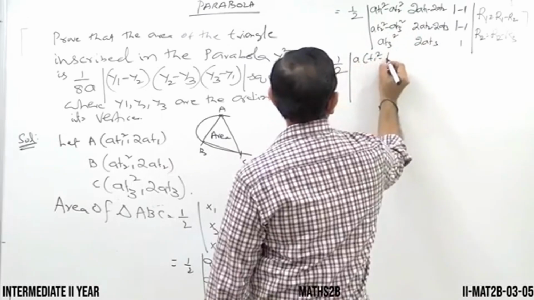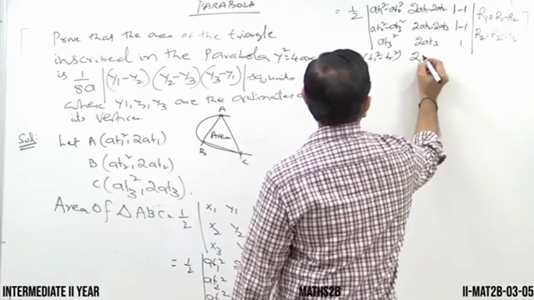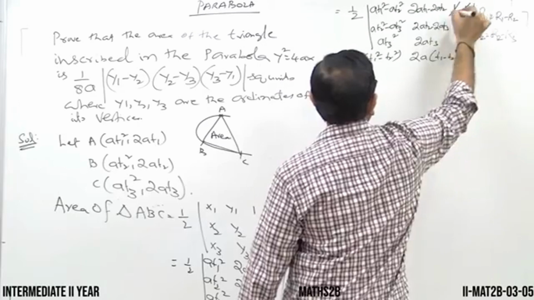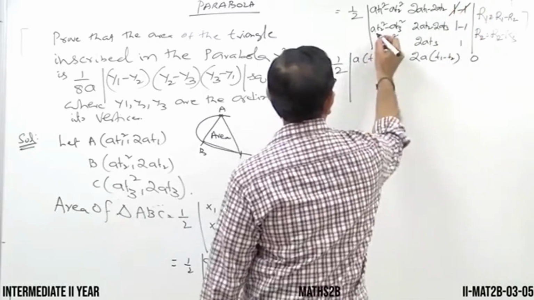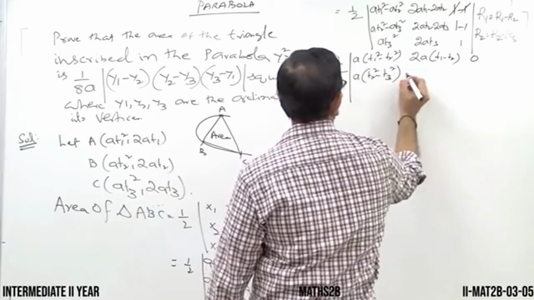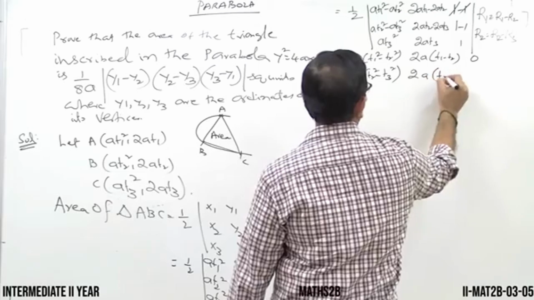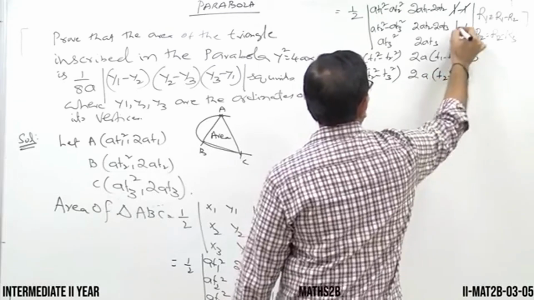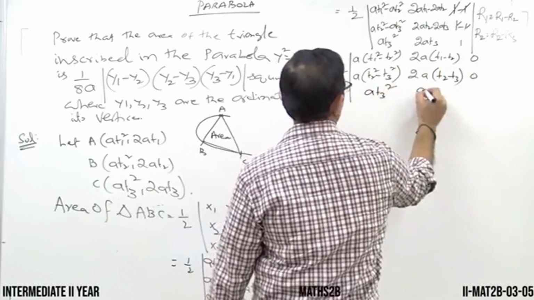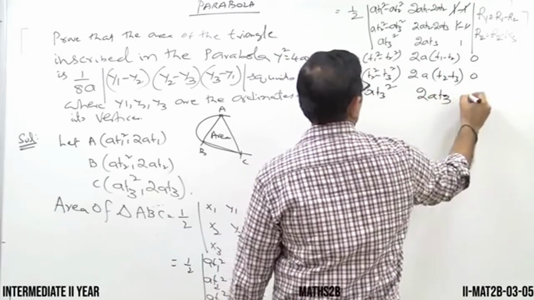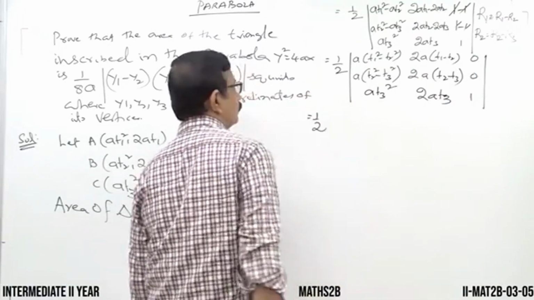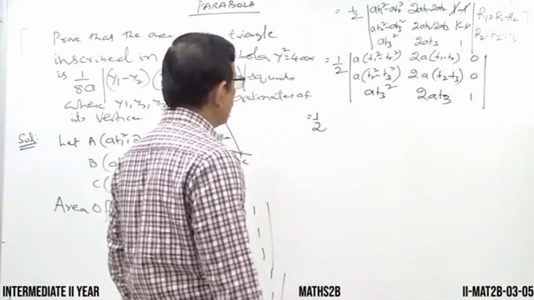That is t1 square minus t2 square. From these two you can take 2a common, that is t1 minus t2. You can cancel these two, you get 0. And similarly, take a common, therefore t2 square minus t3 square, and if you take 2a common, this is t2 minus t3. Cancel these two, you get 0. And this is at3 square, 2at3, and 1. So now we got elements like this.